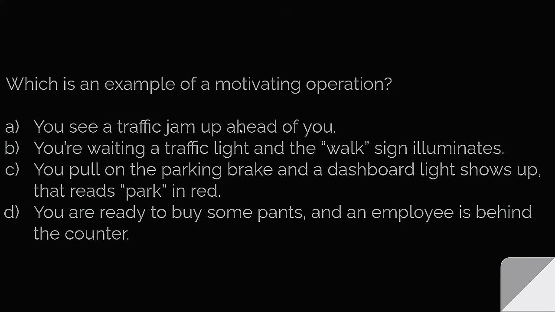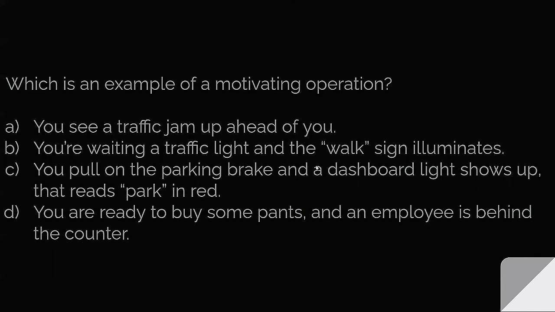So A, you see a traffic jam up ahead of you. That's an indication that you're going to go slow. You probably want to go faster, continue going faster now. So that makes sense to me. This is one of those stimuli where it looks like things are about to get worse, and you might get off the freeway or check Google Maps or Waze to see if there's a way around it, etc. So it does sound like an MO.